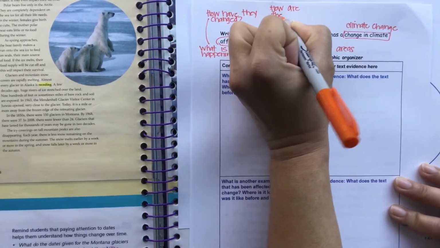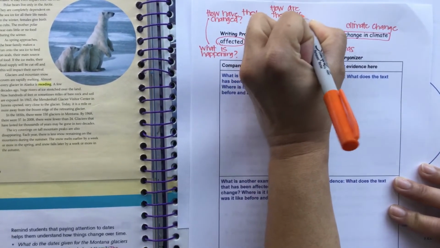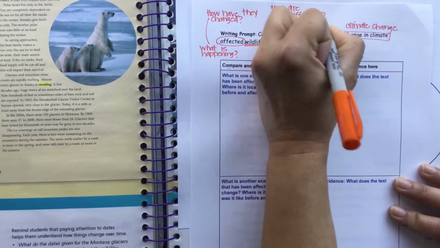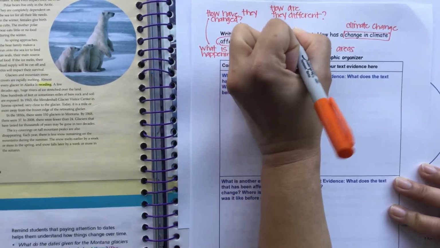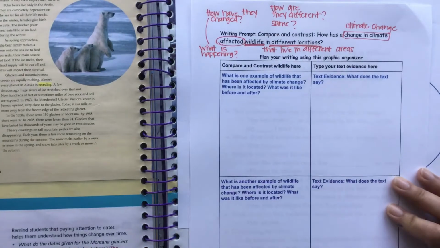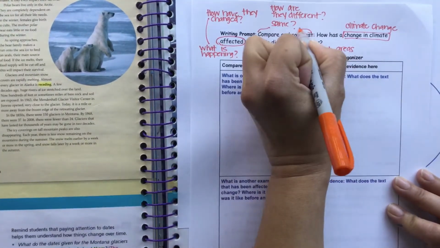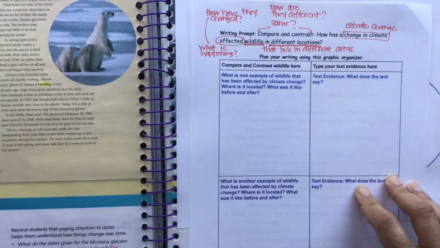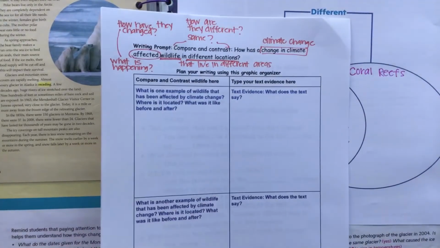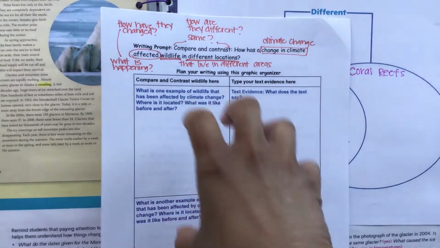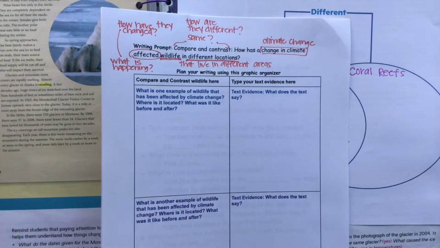And then compare and contrast, we're going to have how are they different? And the same. So that is compare and contrast. Okay, so you have to understand the writing prompt before you can start writing. And we're not even going to start here in the planning of our writing until we actually have identified two examples of wildlife that live in different locations that we would want to write about. So I'm going to walk you through that process.